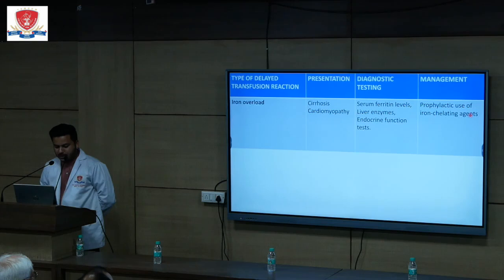The last we have is iron overload, which is seen in patients having multiple transfusions. Its clinical presentation is cirrhosis and cardiomyopathy. Diagnosis includes serum ferritin levels, liver enzymes, and endocrine function tests. Management is giving prophylactic use of iron chelating agents.